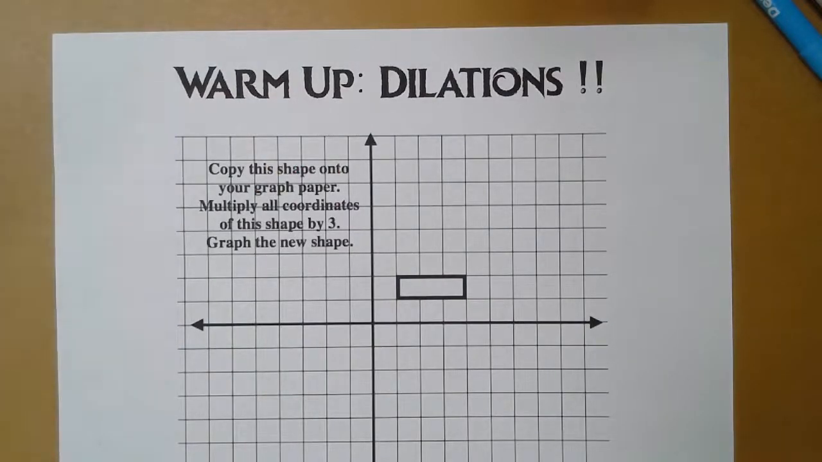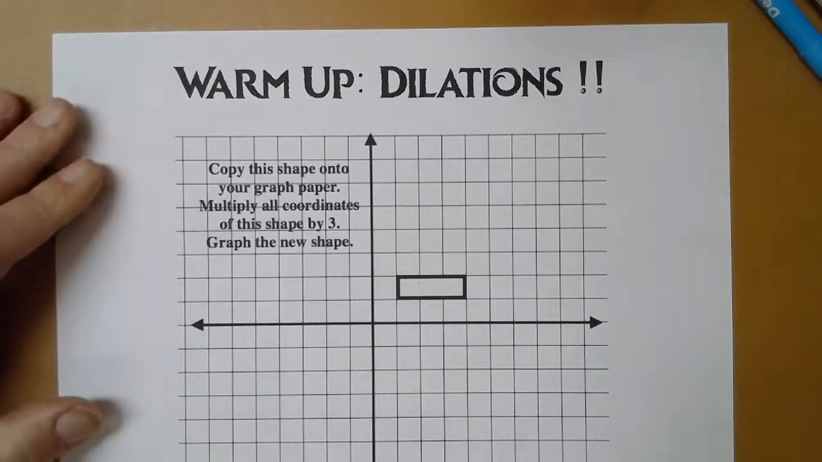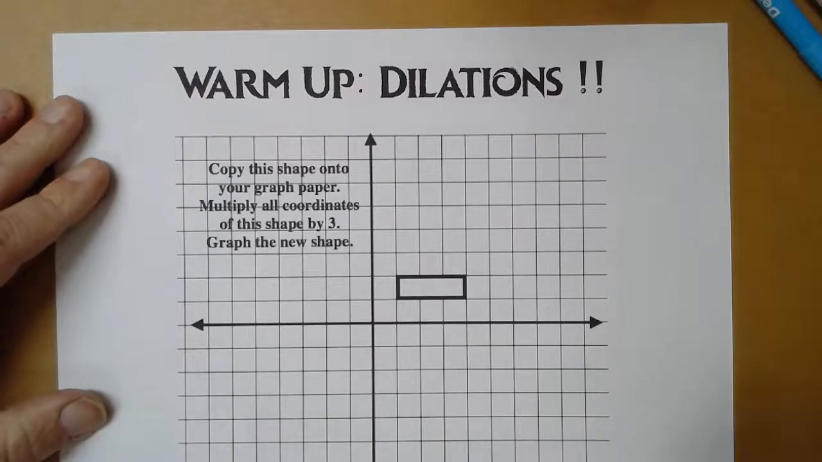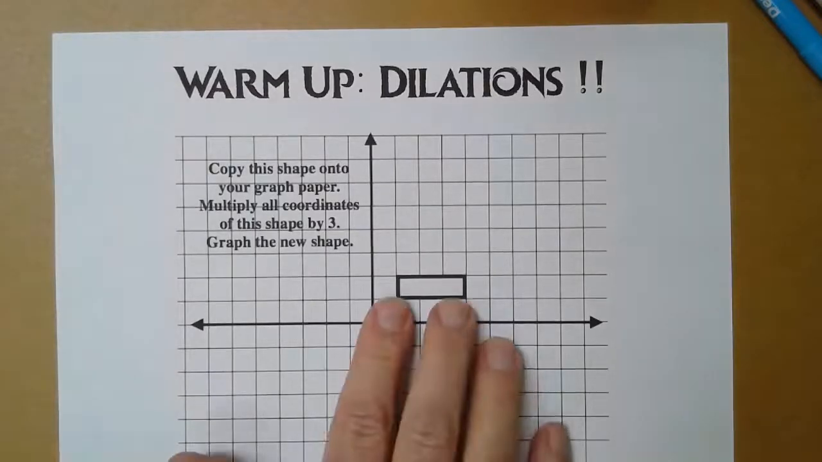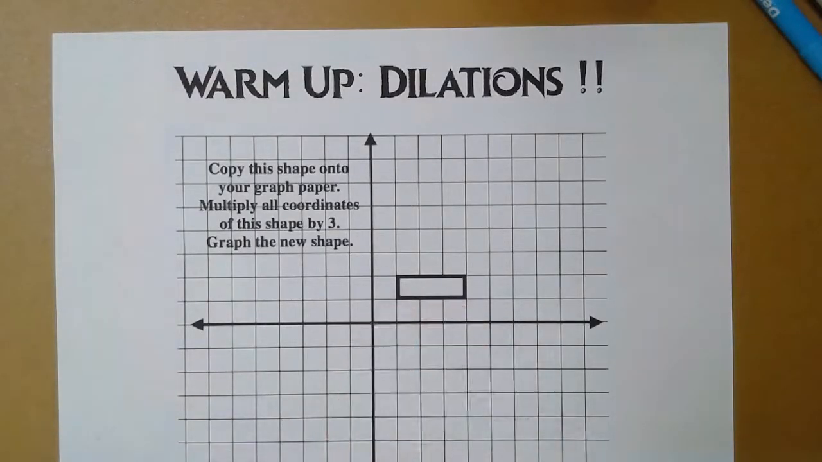It's been close to a month since I've seen you in person, and I'm a little shy, so I'm off camera, of course. But step one, slide one from those slides I sent you, was to copy this shape onto your own graph paper. Fortunately, I just printed it and it's already done.